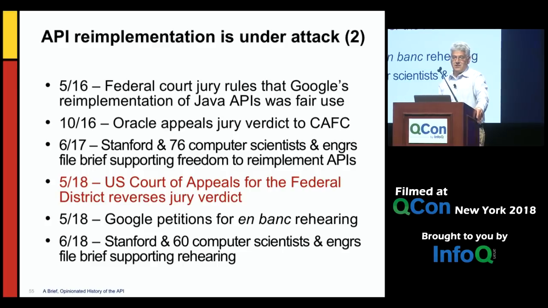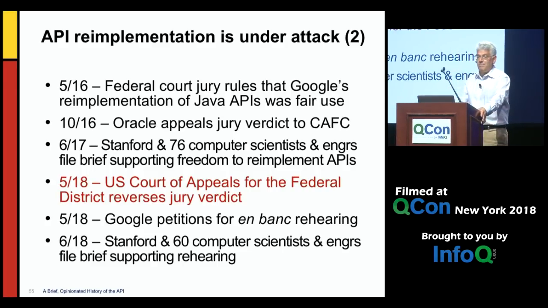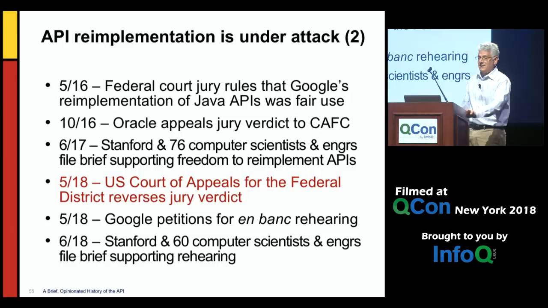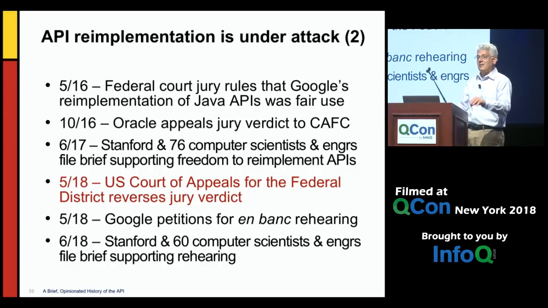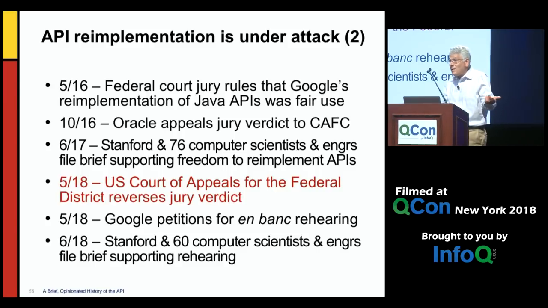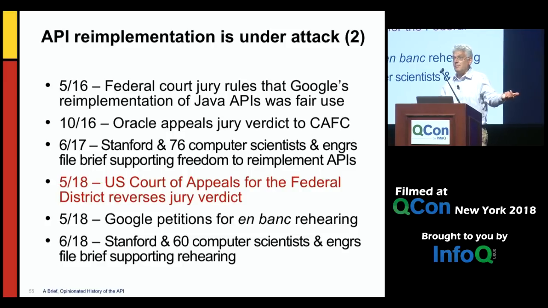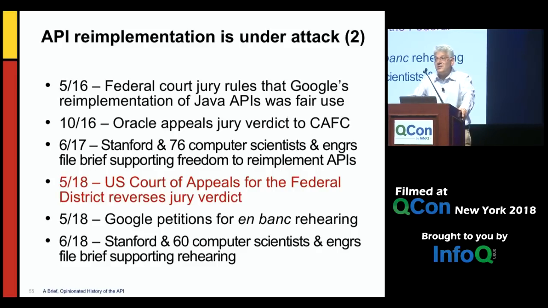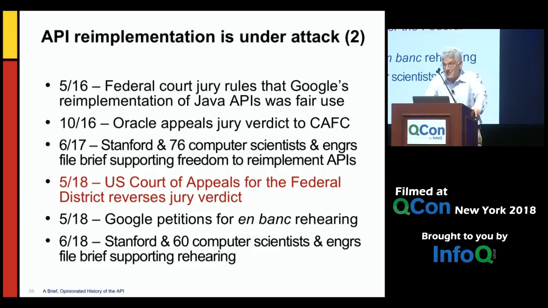Then in October of 2016, Oracle appealed that jury verdict, and in June of that year, Stanford and 76 computer scientists and engineers all wrote an amicus brief saying, we've always had the freedom to implement APIs, to re-implement. We need to keep that freedom. But sadly, the court did not listen to that amicus brief, and they overturned the jury verdict on fair use. This is unheard of. That never happened. But it did happen in this case.